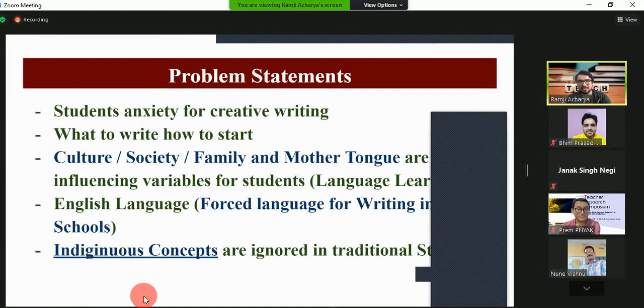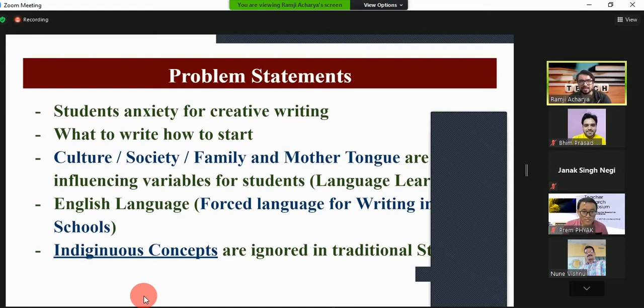They are the real influencing variables for students. However, while writing, the students forget everything, and they are forced to forget everything and write a story in English, which is a very huge job. And English is the first language for writing at school level, especially in English language teaching.